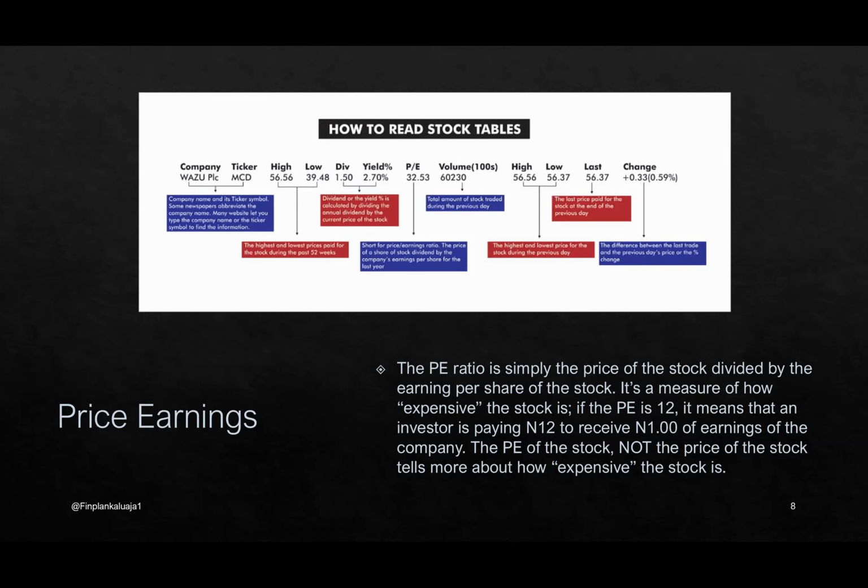So the PE is comparing your price to the earnings. It's basically saying, hey, if you buy this stock, it's going to take you, say, 32 years at the current rate of earnings to get your money back, or you're buying it at 32 times the earnings. You can look at it in both ways. It's the same reason, yeah?